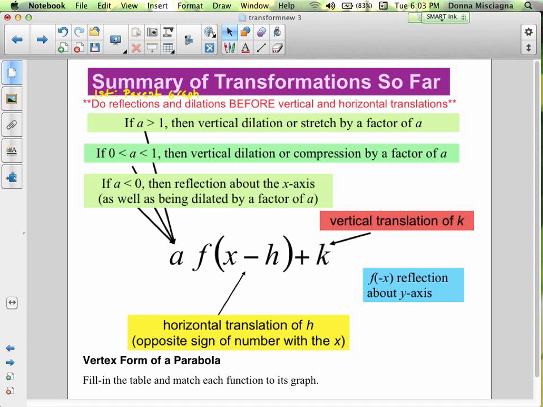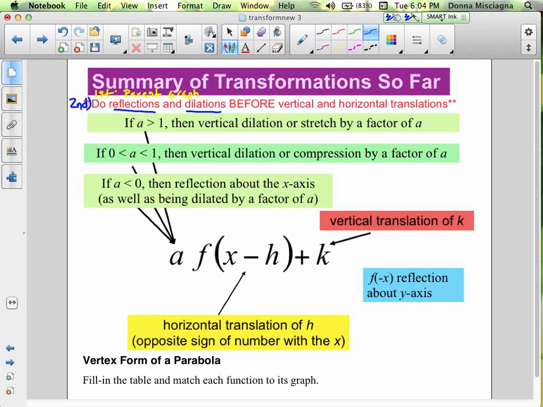But then second are reflections and dilations. Right? So you can either reflect and then dilate, or dilate and reflect. Those two don't matter, the order you do them in. Or you can do them at the same time. Right? And I'm going to show you how to do them at the same time.